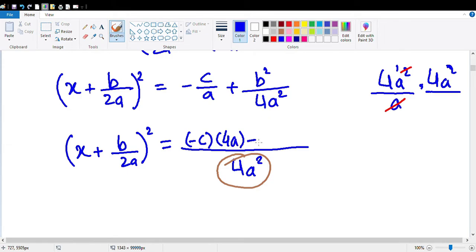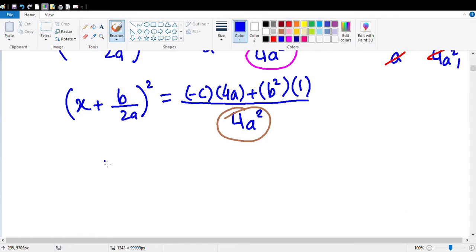And you have plus b squared, and b squared is going to be multiplied by what? This 4a squared is up there, and this 4a squared from the denominator of b squared is going to be dividing over here. So when you divide them with each other, you get 4a squared 1s are 4a squared, 1s are 4a squared. So you get 1 multiplied by b squared, right?